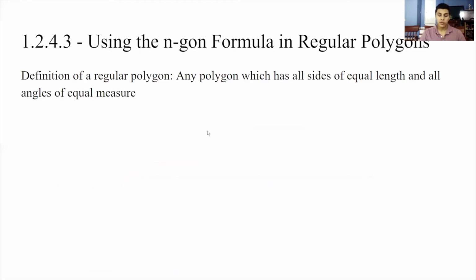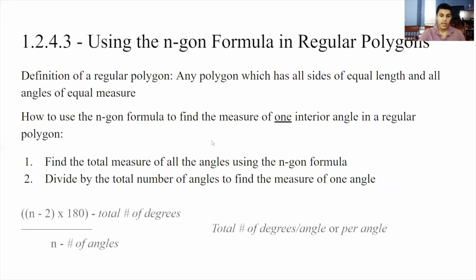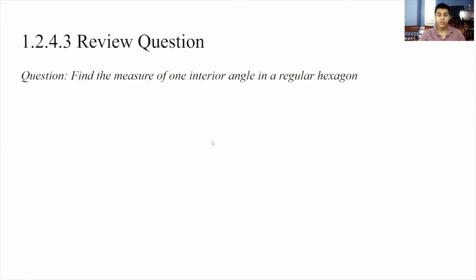After that, we went over using the n-gon formula in a regular polygon to find the measure of one interior angle. And we defined a regular polygon as any polygon with all sides of equal length and all angles of equal measure. And so we figured out that if we take the total number of degrees and divide by the total number of angles, which is n, we get the total number of degrees per angle. And then we also did a review question with that, where we find the measure of one interior angle in a regular hexagon, which was 120 degrees.